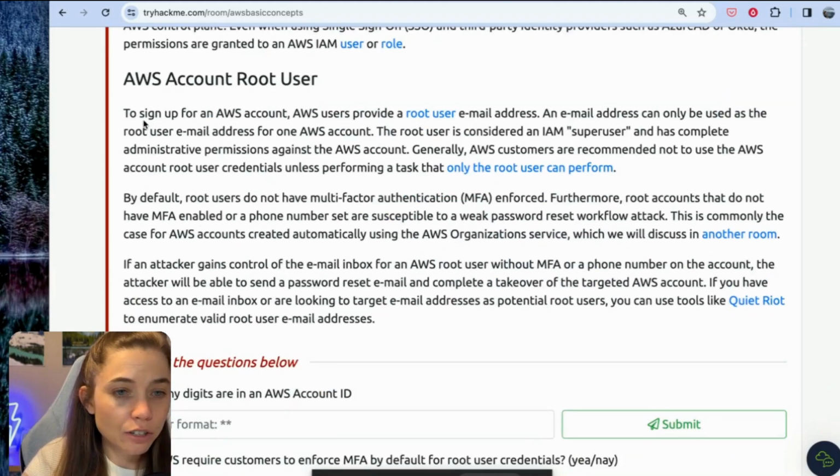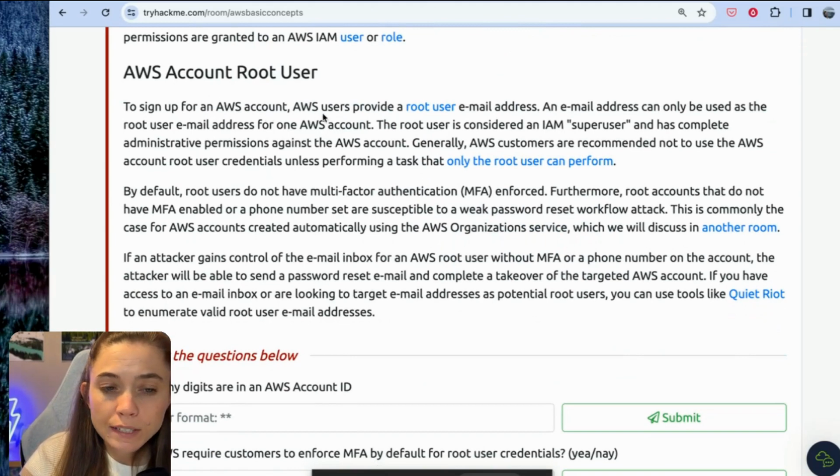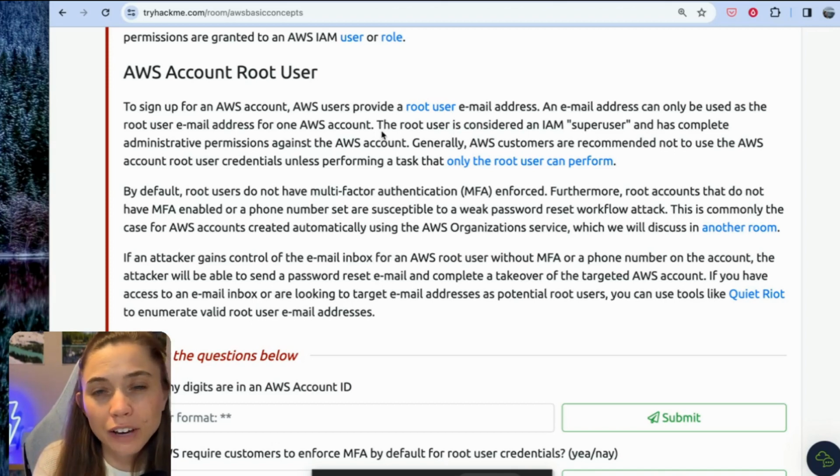And that brings us to, looks like, the AWS account root user. To sign up for an AWS account, AWS users provide a root user email address. An email address can only be used as the root user email address for one AWS account. So your email cannot be the root email for more than one AWS account. Although there's something called email plus addressing that you can use to get around this a little bit. If you haven't heard of that, you can Google email plus addressing or something like that. But that's what I personally use to be able to create multiple AWS accounts that use the same email.